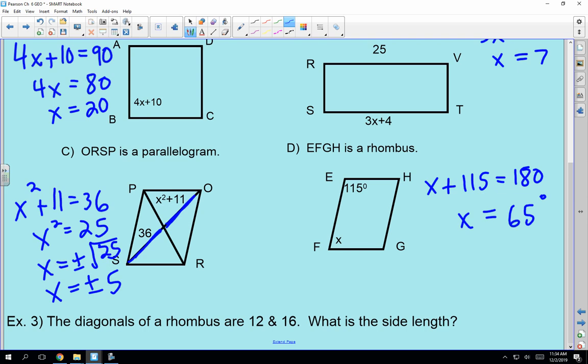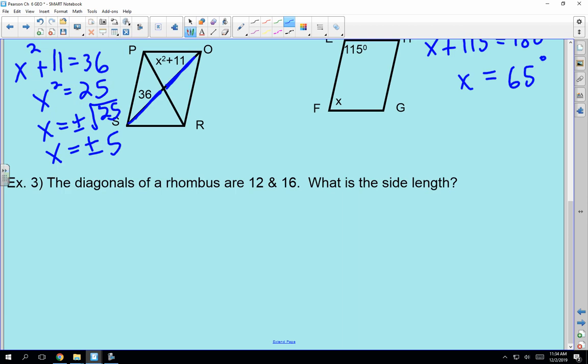All right, the diagonals of a rhombus are 12 and 16. So what is the side length? We need a picture for this. So I've got a rhombus here. I've got to make sure my rhombus looks like a rhombus. So do those four sides look equal? Absolutely. But I don't want it to look like a square, because we don't want to assume that.